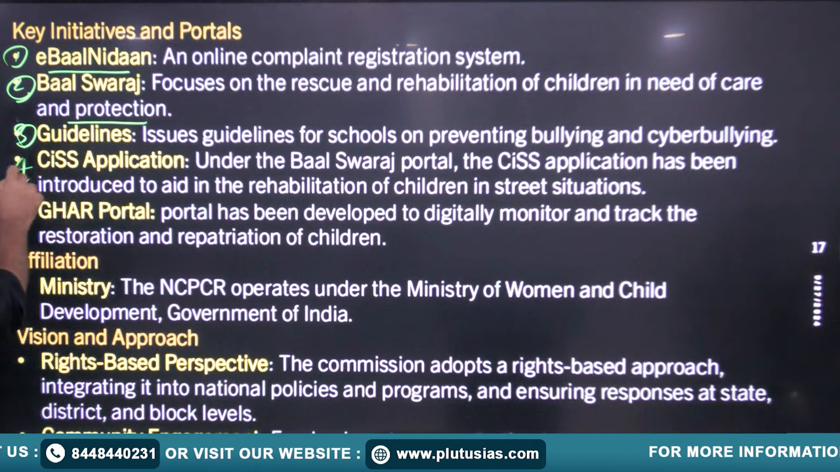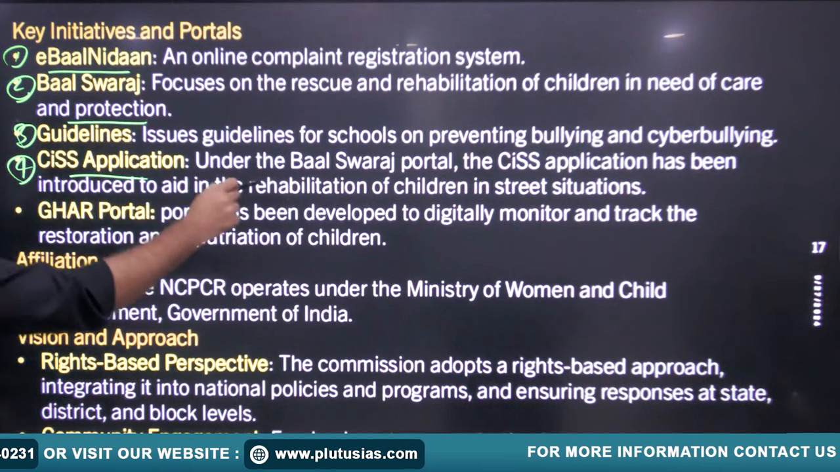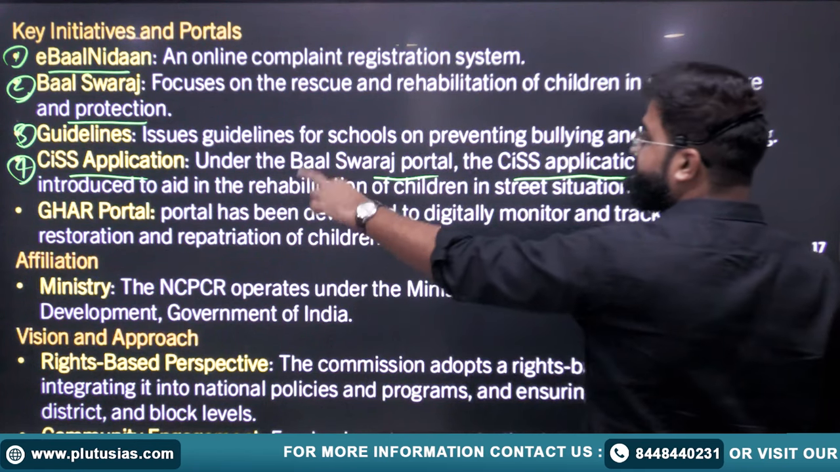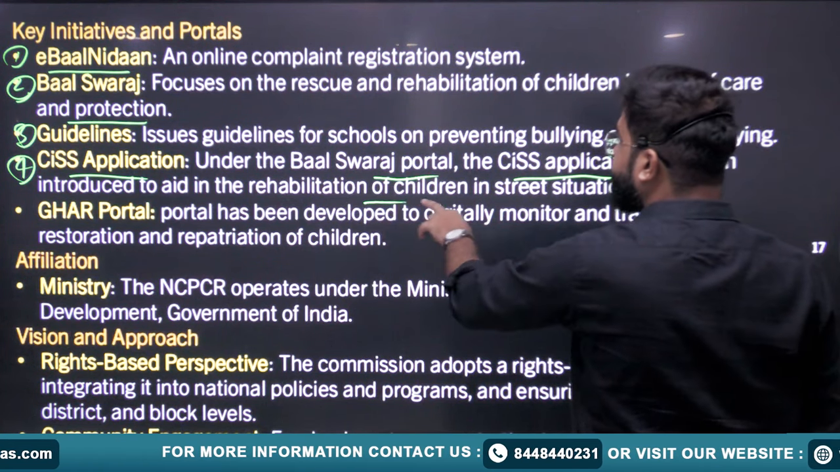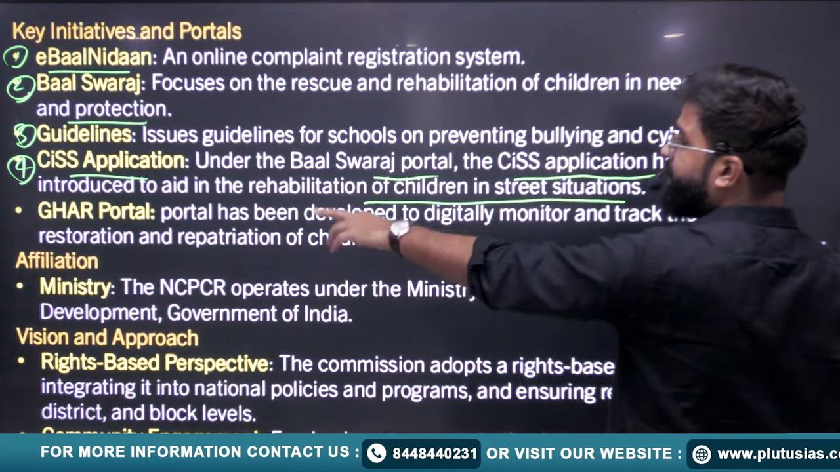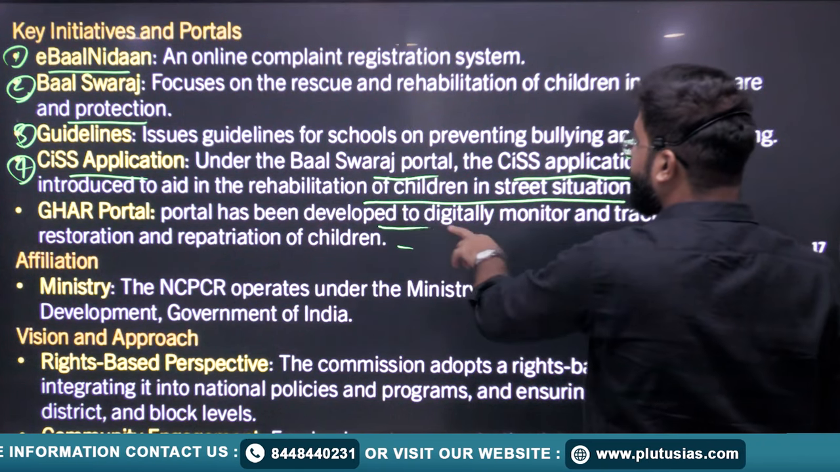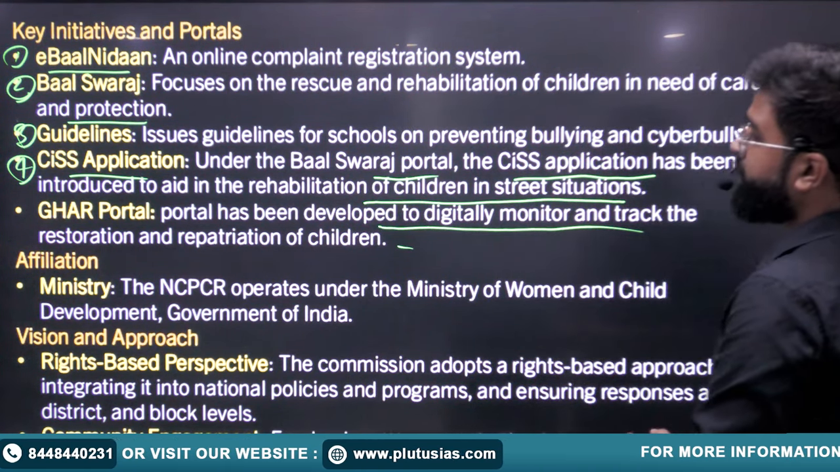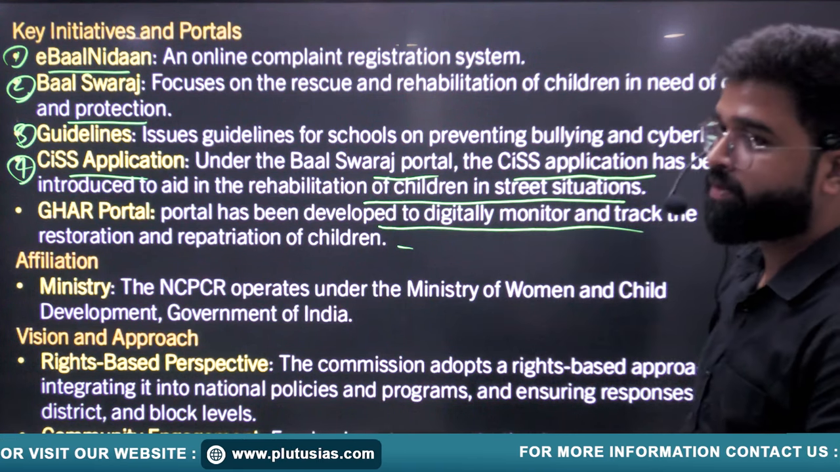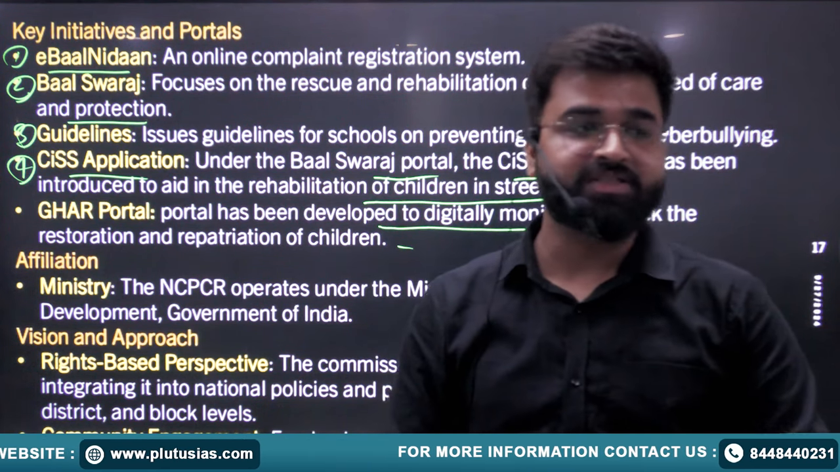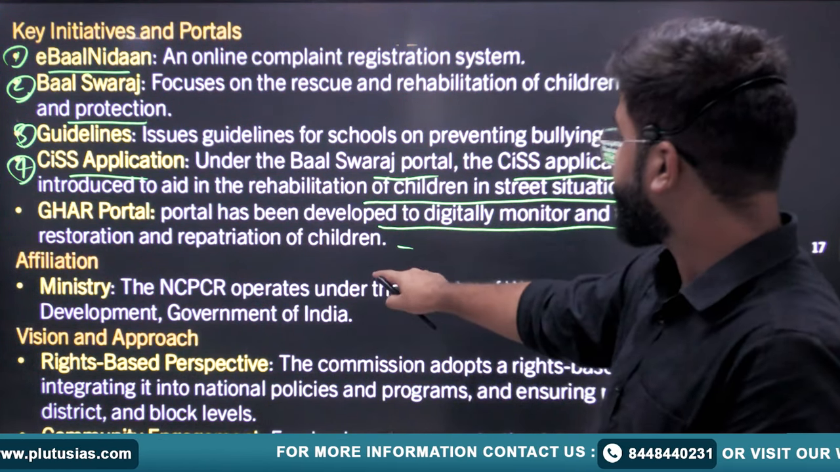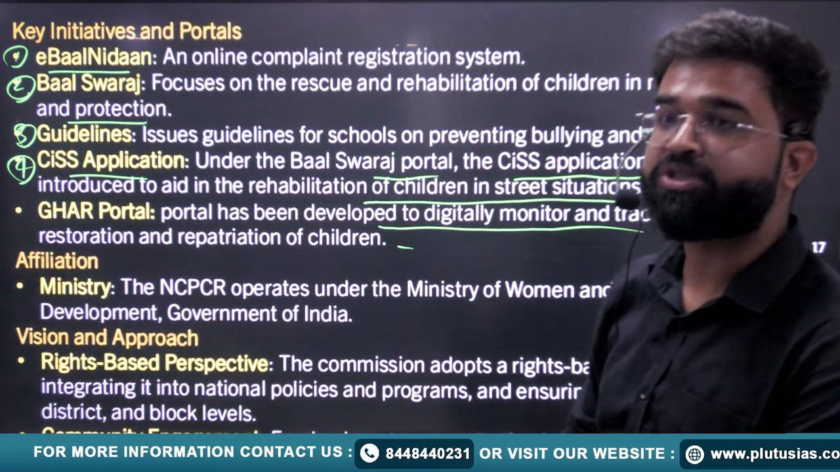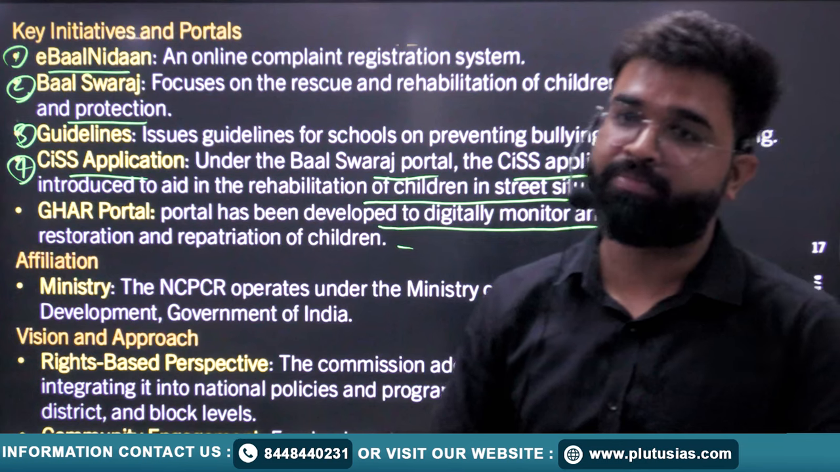Guidelines are issued. SIS application is there. Under Bal Swaraj portal, SIS application has been introduced for aid and rehabilitation of children in street situations, and Ghar portal. Portals have been developed to digitally monitor and track the restoration and repatriation of children. Okay. NCPCR is affiliated with the Ministry of Women and Child Development. And what is the approach? It follows a rights-based approach.